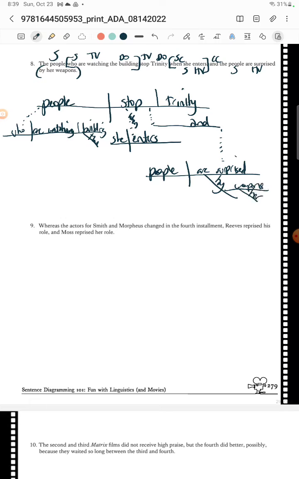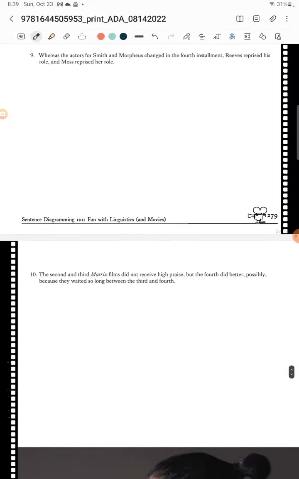Pretty cool scene. Alright, I am going to bounce up and see if we can fit. Yeah, we should be fine. 9 and 10. Okay. Whereas the actors for Smith and Morpheus changed in the 4th installment, Reeves reprised his role and Moss reprised her role. Okay, so this is my dependent clause. So it's going to be actors, and then for Smith and Morpheus changed, and they changed when. So again, a prepositional phrase acting as an adverb, telling me when or where. We have Reeves reprised his role, and Moss reprised her role.